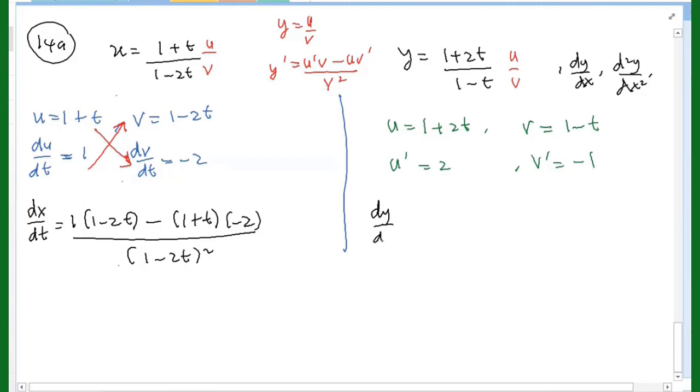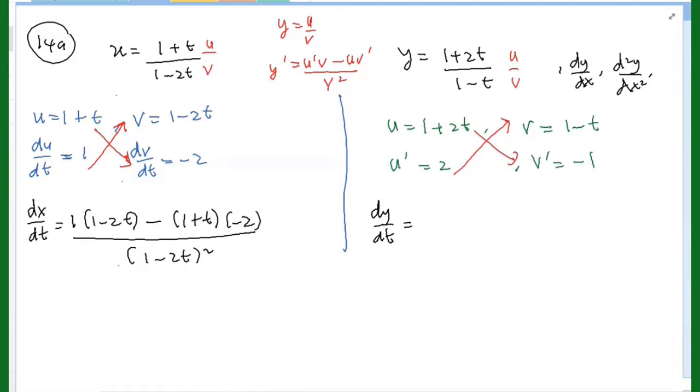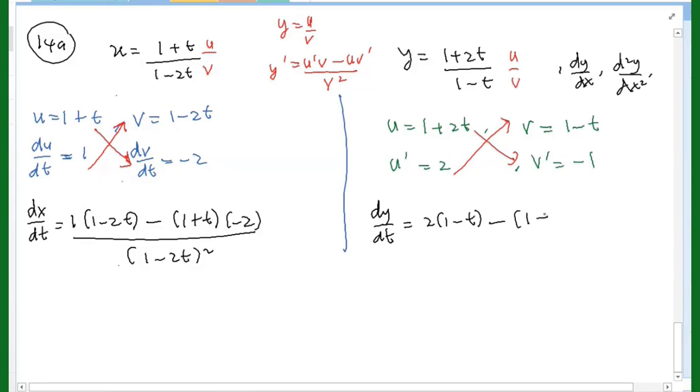dy/dt. Up minus down: 2 times (1 minus t) minus (1 plus 2t) times v prime, which is negative 1, over (1 minus t) squared. And then simplify. Okay, so simplify.